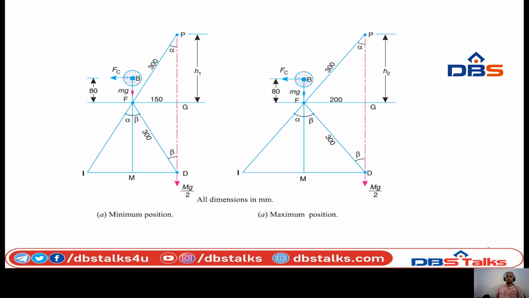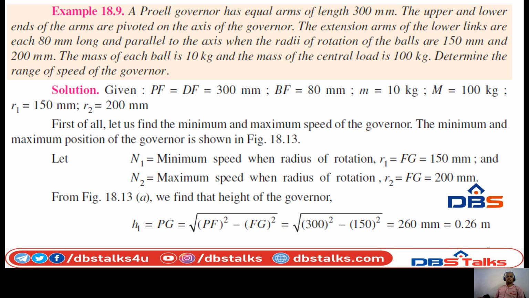And the mass of each ball: how many balls do we have? Two balls. But we are going to solve the problem for only half of the section. So that is 10 kg, and the mass of the dead weight or central load is 100 kg. So by the given data, small m equals 10 kg and capital M equals 100 kg. Then first of all we have to find out the minimum and maximum speeds of the governor.